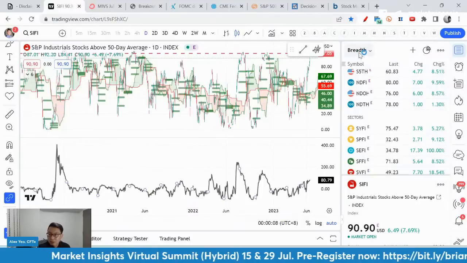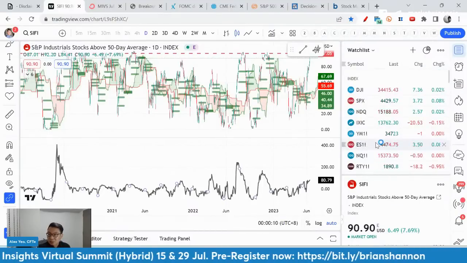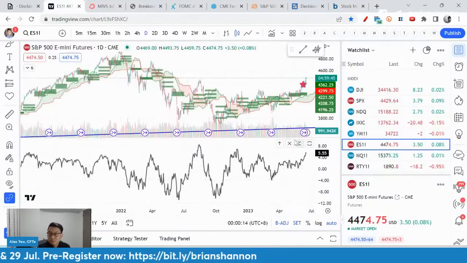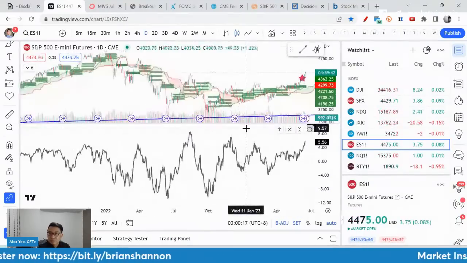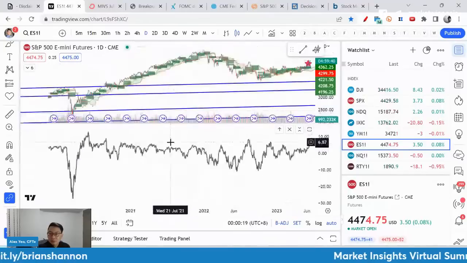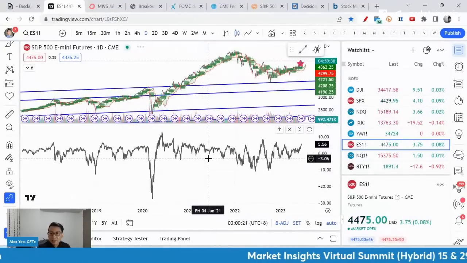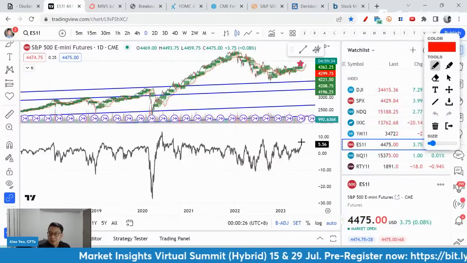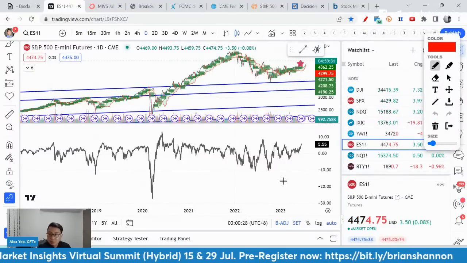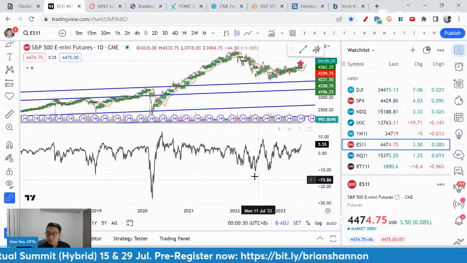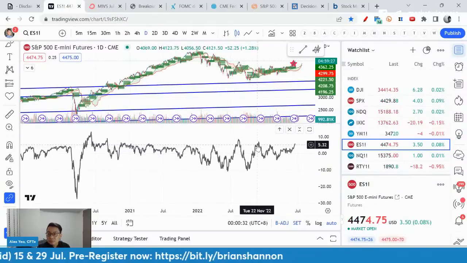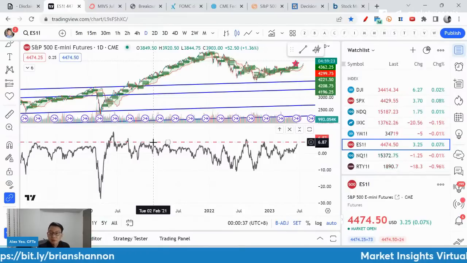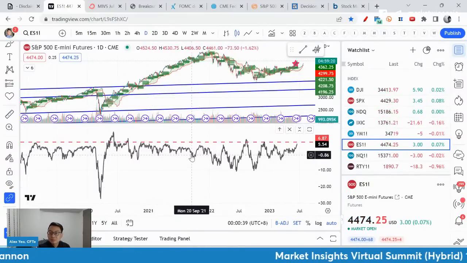Of course I'm using the breadth, so I'm going to go back to the watchlist. So this is the S&P 500 over here. Where is the top? You can see the top somewhere around here. So can you see that it is pretty stretched already?